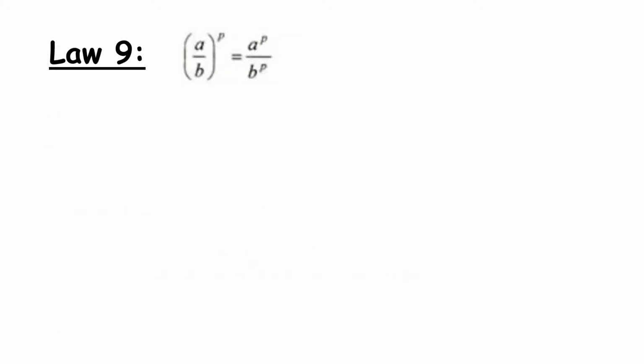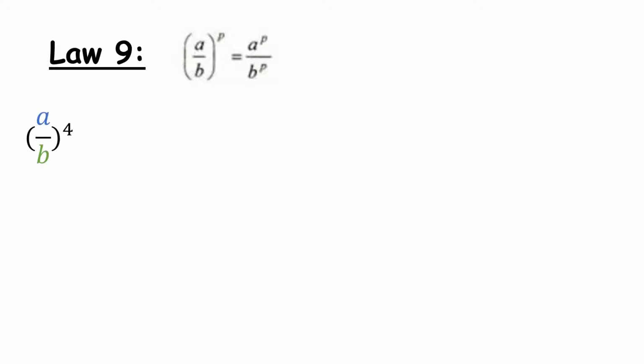Our final law is Law 9. And Law 9 is an extension of Law 8. Law 8 was a bracket to a power, and it said that everything in the bracket had to be affected by that power. Law 9 is an extension where in the bracket we have a fraction. So a over b all to the power of p is equal to a to the power of p over b to the power of p.